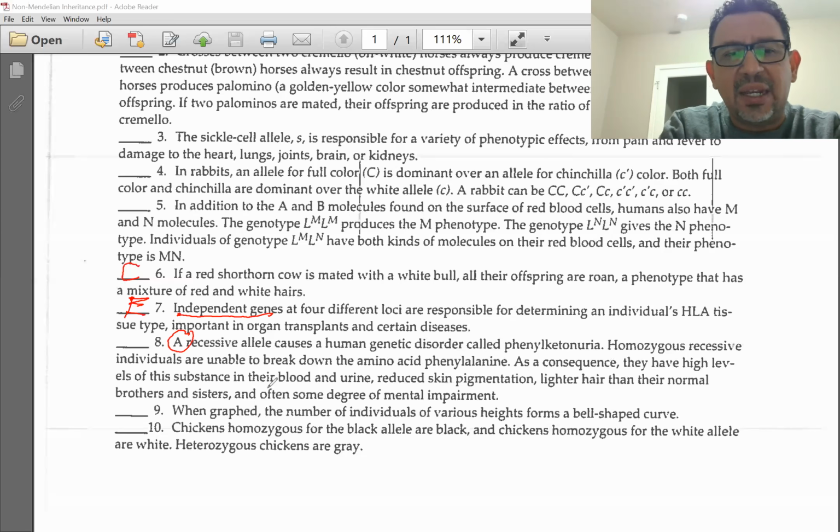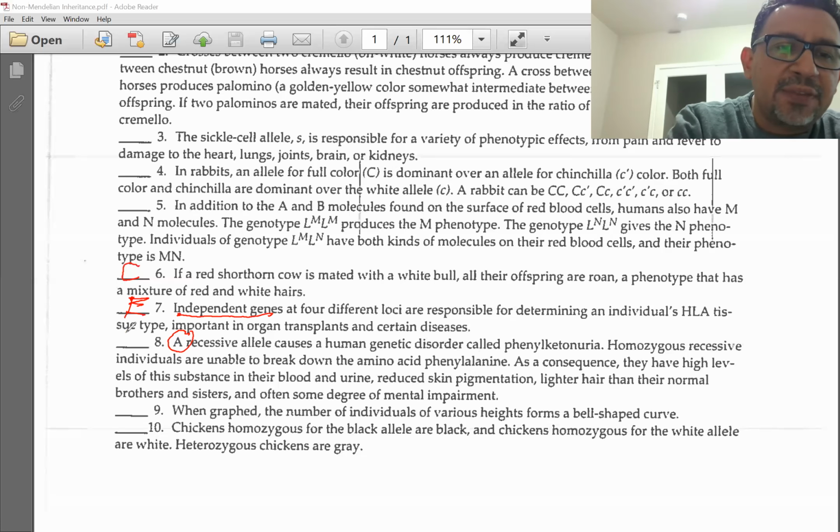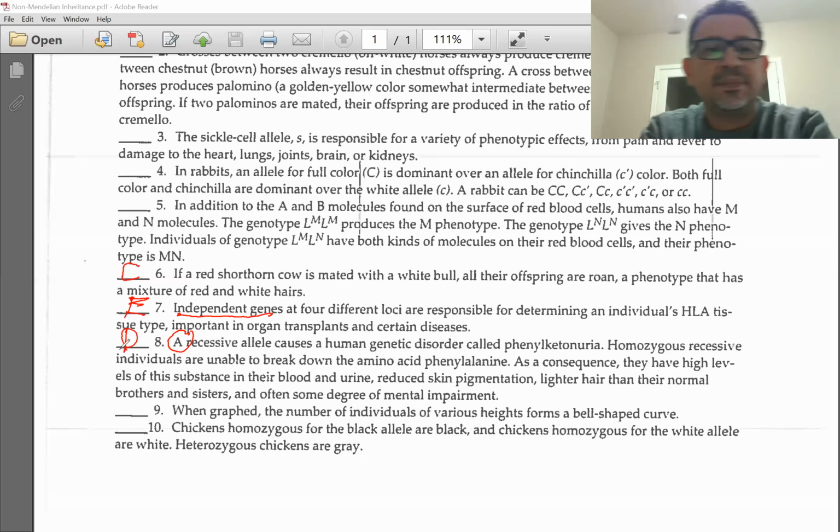Consequently, they have high levels of phenylalanine in the urine. They have reduced skin pigmentation, lighter hair than their normal brothers and sisters. That's at least 3 characteristics now. And some have some type of mental impairment. That's 4 characteristics. Do you know what this is now? 1 gene and many phenotypical traits. That's the signature of pleiotropy. And we have that as a letter D before.